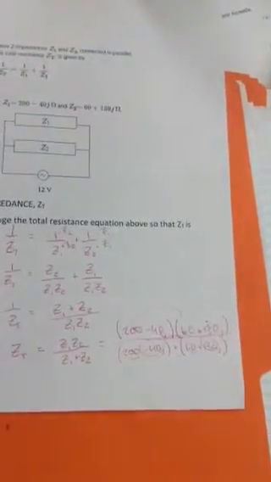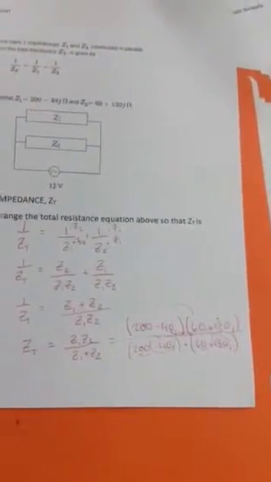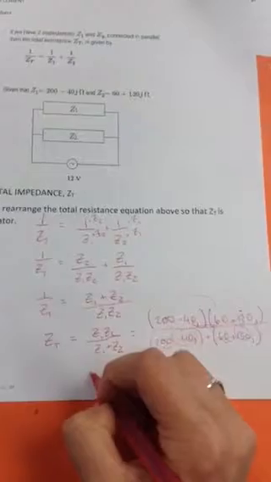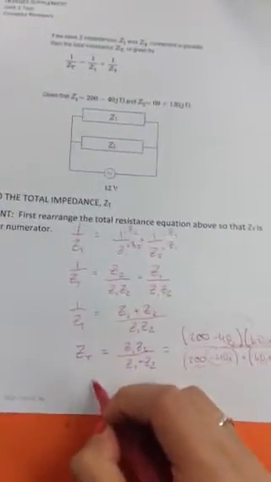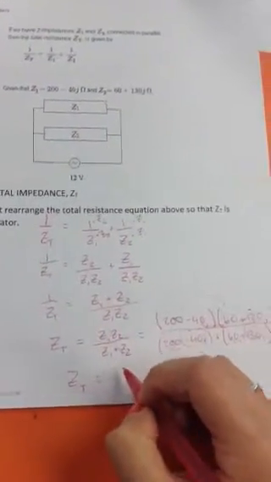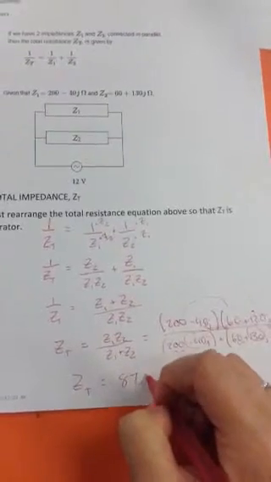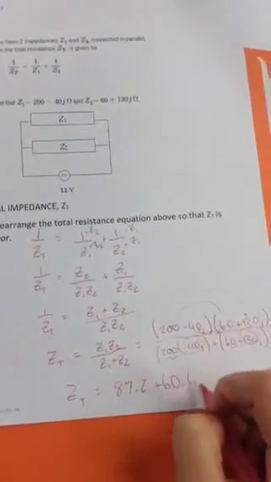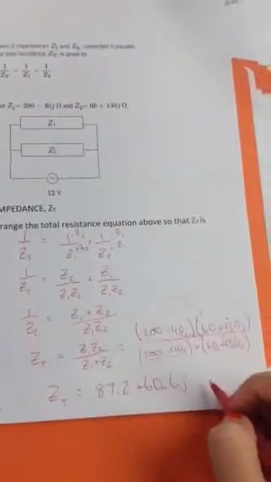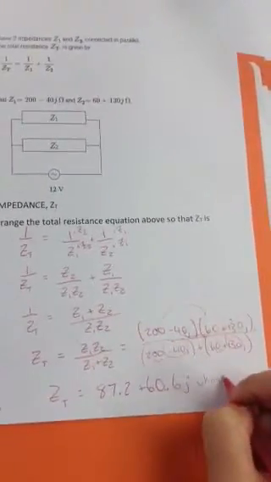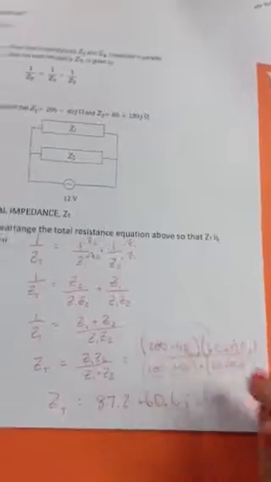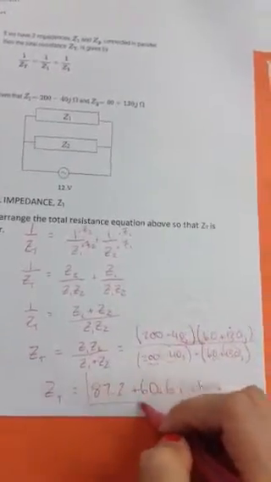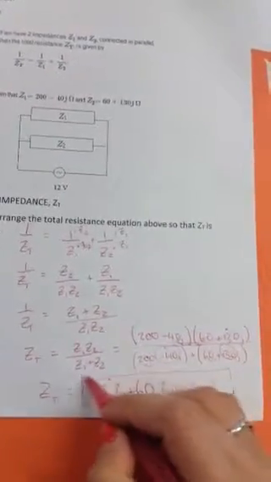And after doing that, I would get my answer of ZT is equal to 87.2 plus 60.6j, and this would be in ohms. If you got to this step here with the setup, I gave you full credit. But this would be the final answer.